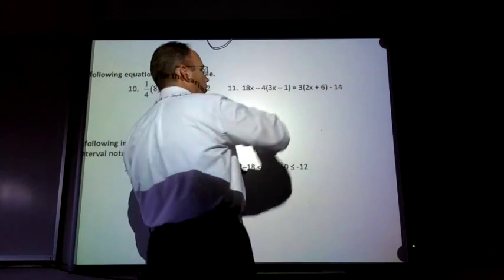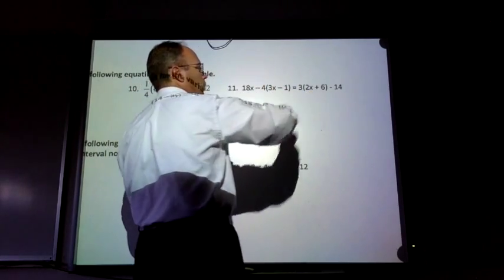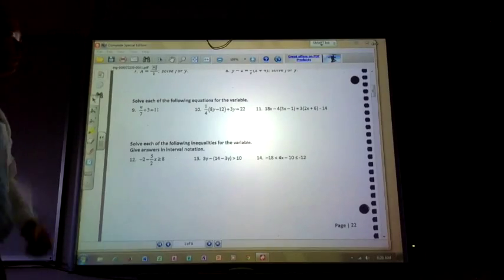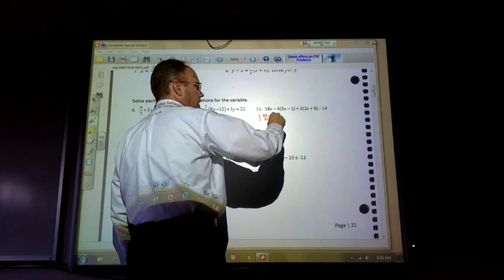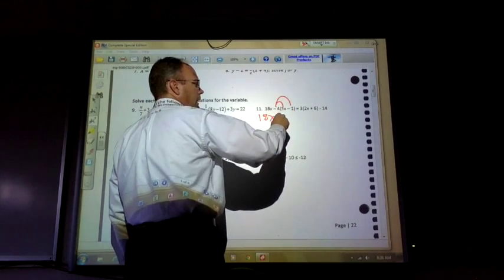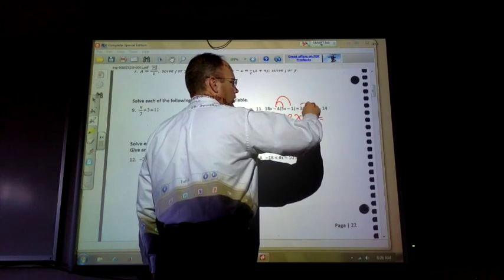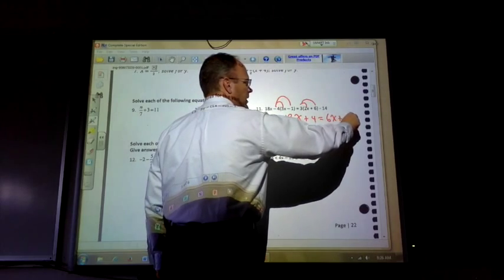-4. Good job. So a lot of people will forget, but it has to be negative to both. And this one, what gets distributed over? 3. So be careful on that, you do distribute the negative to both. Okay, so 18x stays as is. Distribute the -4 here and here. So that's -12x plus 4 equals, distribute here and here, 6x plus 18 minus 14.